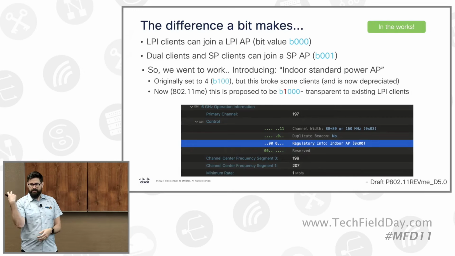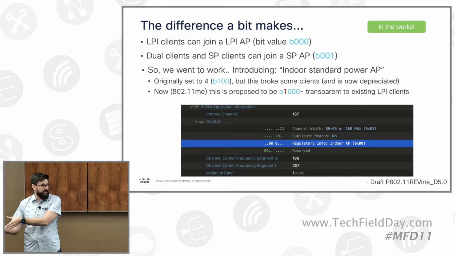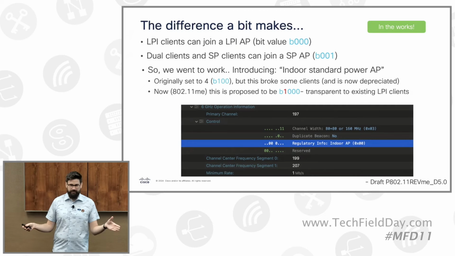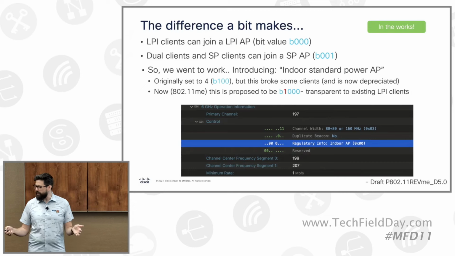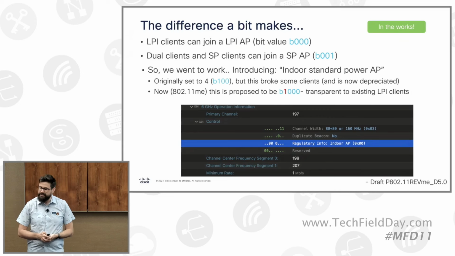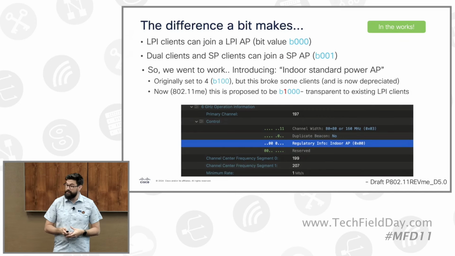LPI, traditional clients just see that last bit as a 0 and say, OK, I can join. So again, one of the initiatives is to work with the standards to make sure we can actually deploy 6 gig Wi-Fi in a sane manner. Makes sense? I see a few nods. Some people are like, wait, did he actually just show bits in IEEE? I see a few people doing thumbs up, but yes. And this is the level we've gone to make sure that 6 gig Wi-Fi becomes a success.